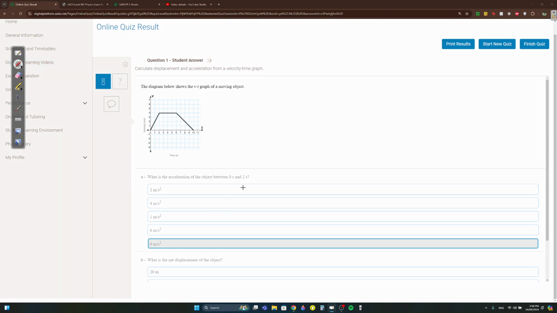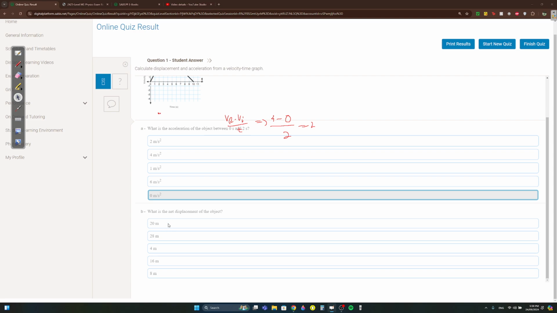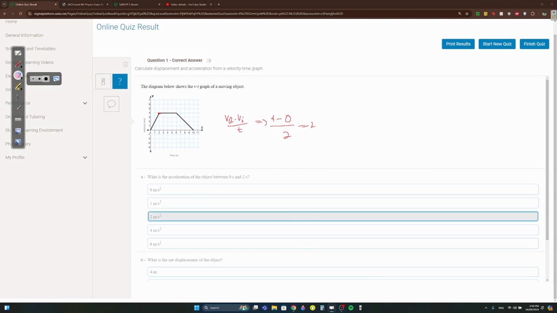What is the acceleration between 0 seconds and 2 seconds? a equals final velocity minus initial velocity over time. The final velocity at 2 seconds is 4. The initial velocity is 0, started from rest, over 2 seconds. You get 2.